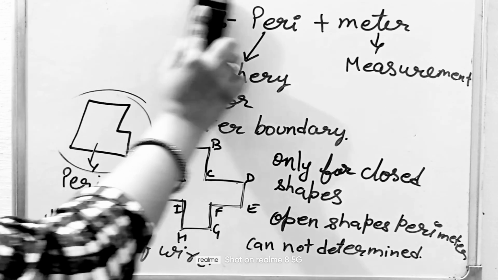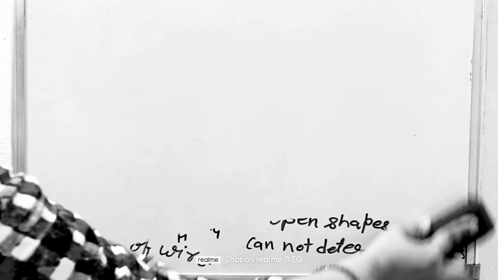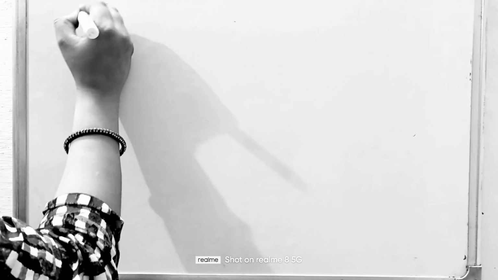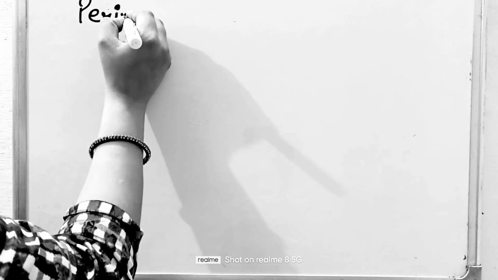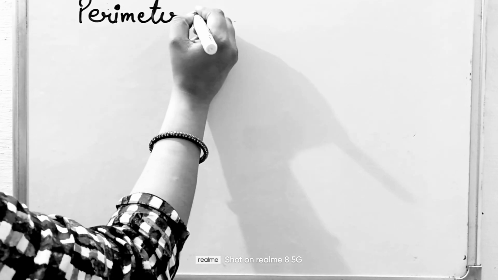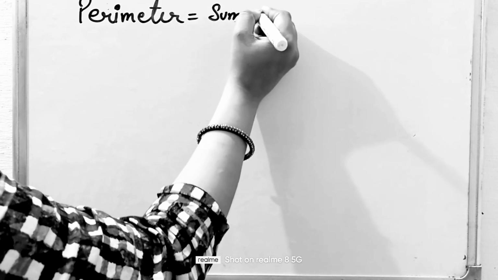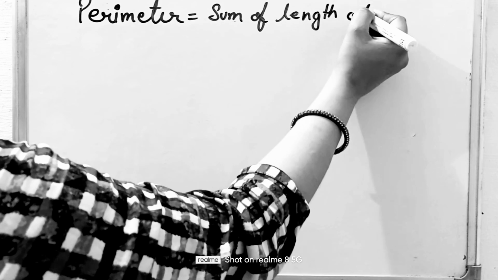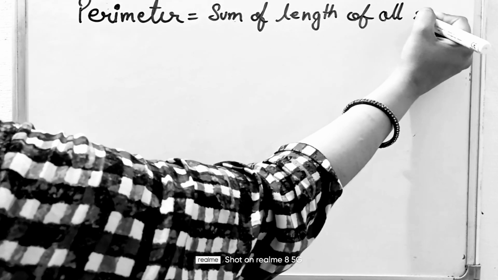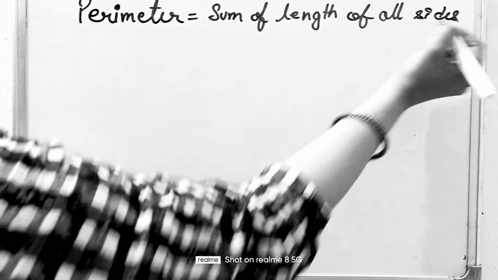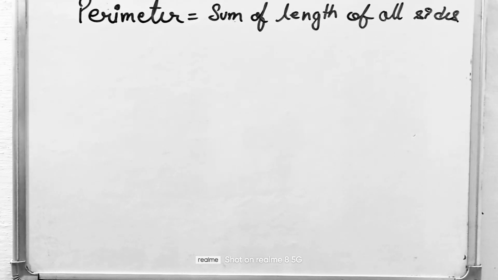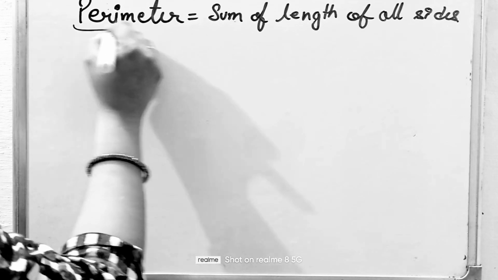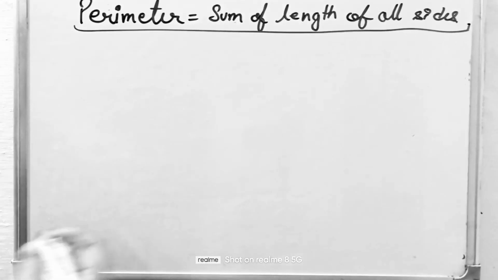Now let's understand how we can calculate perimeters. So the general formula for perimeter is equal to the sum of the lengths of all sides. Whatever be the number of sides, you will just add their lengths and you will get the perimeter. So this is the general formula for every shape.